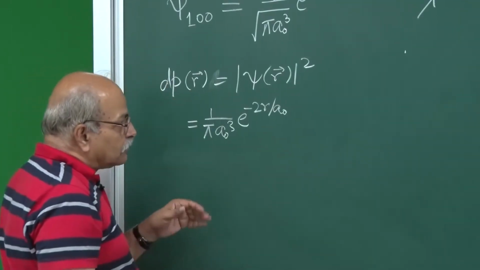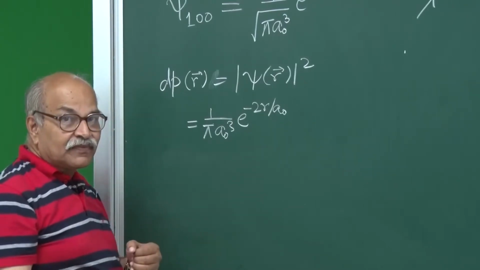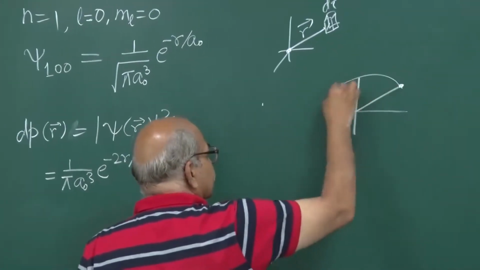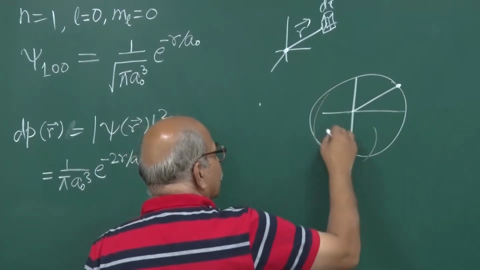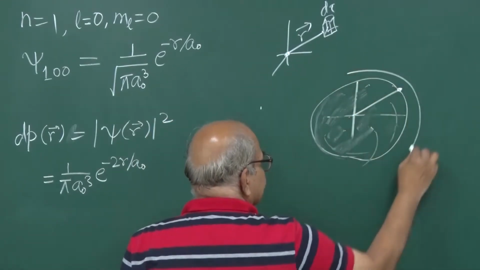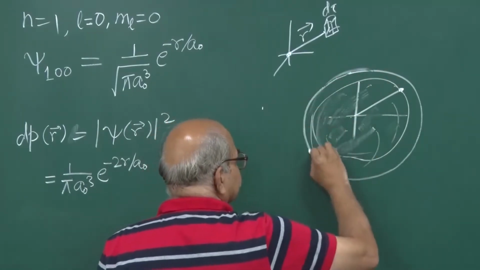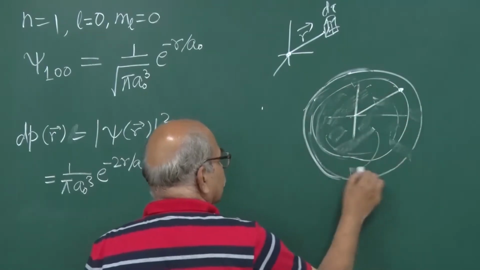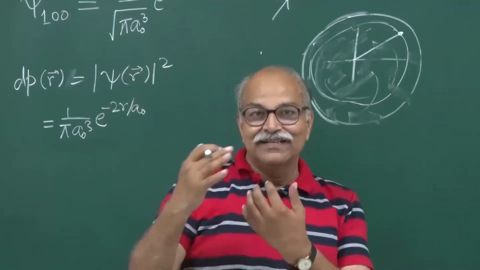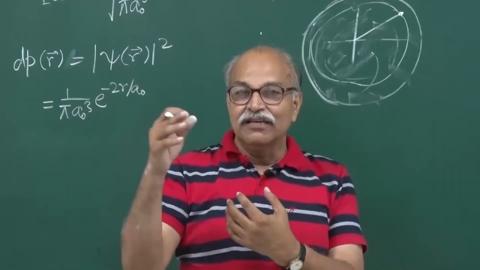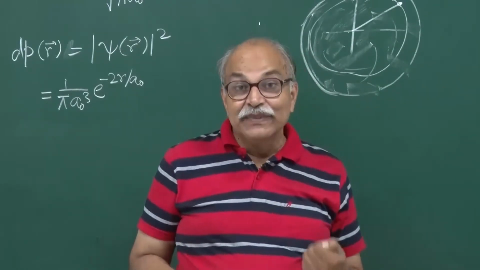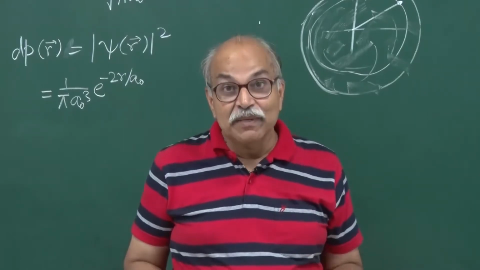Now, if I ask in terms of the distance from the proton, that means I take a distance r and I draw a spherical surface. All points at distance r will be on this surface, and then I take another surface with radius r plus dr. Then I have a spherical shell. Inner radius is r, outer radius is r plus dr. So, if the electron is anywhere in this shell, the distance from the proton is between r and r plus dr. What is the probability of that?